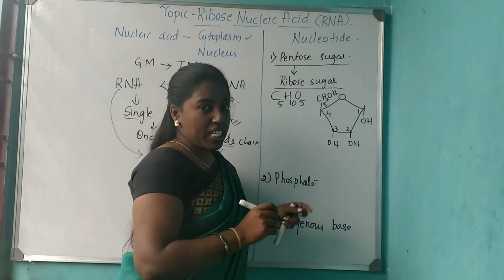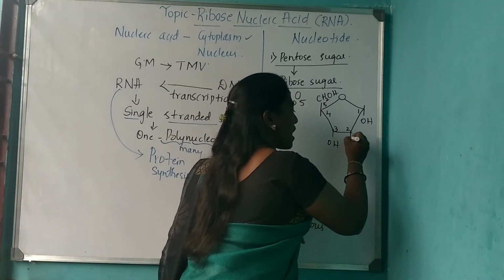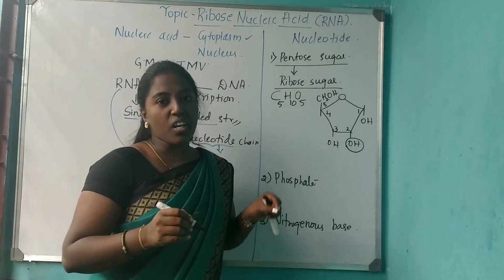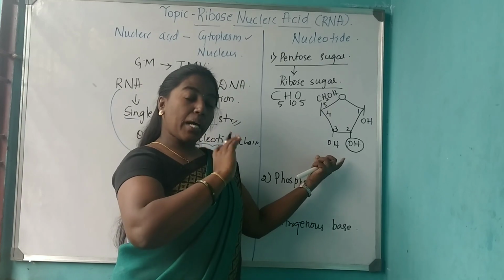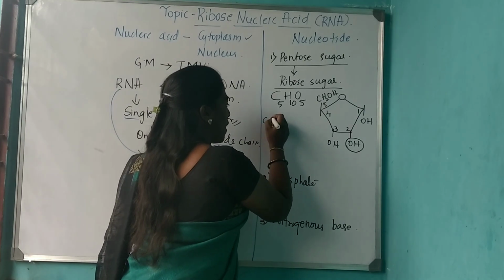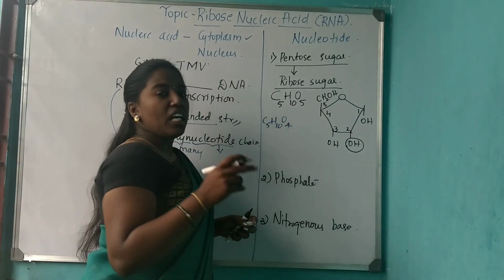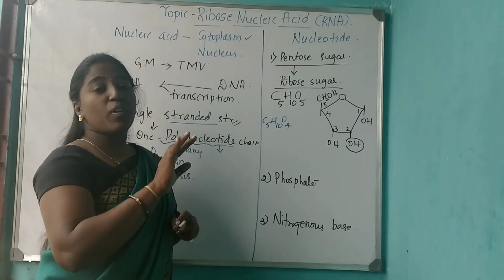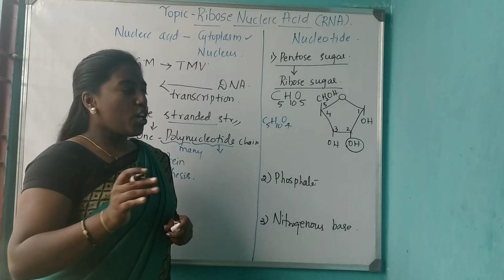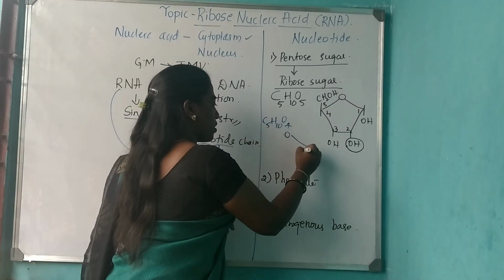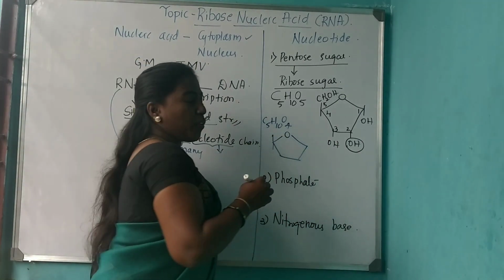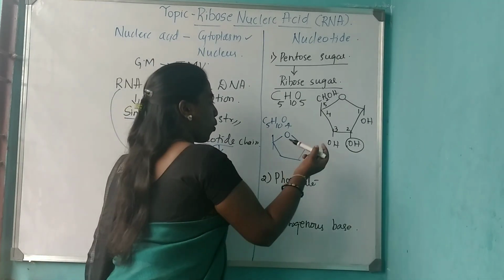Here you can notice that the second carbon atom has the functional group OH. When compared to deoxyribose sugar, which is C5H10O4, the second carbon atom will not have any OH. Instead, it will have only hydrogen. Here you can find that it is also a pentagon-like structure, with 4 carbon atoms inside the ring and the 5th carbon atom outside the ring. Here is the OH.